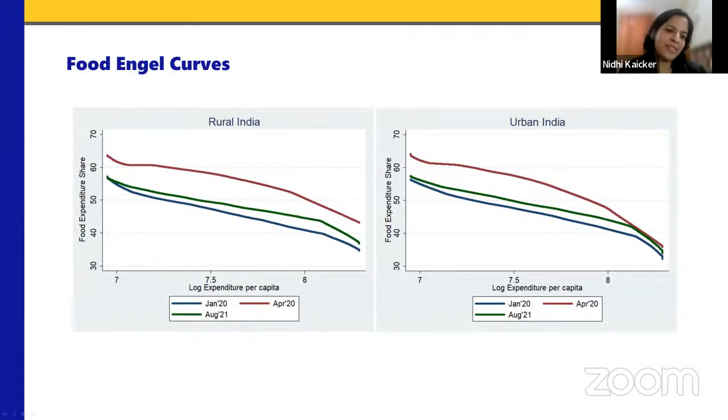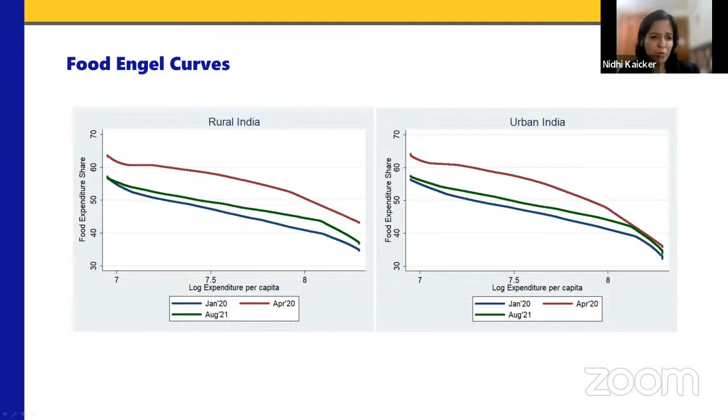So coming to the results, we've plotted the food expenditure shares on the log of total expenditure per capita of households for pre-pandemic, that is Jan 2020, which is the blue line, August 2021, which is the green line, and April 2020, which is the first nationwide lockdown, that is the red line. And this we've done using LOWESS, the locally weighted scatter plot smoothing.